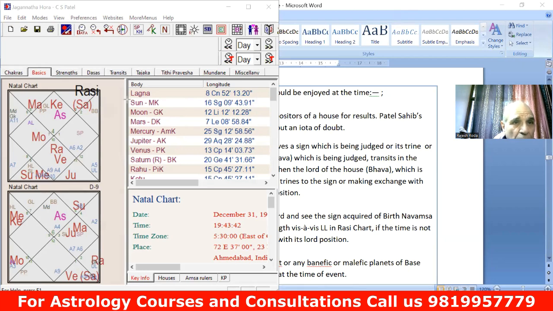So the Moon, which is representing Lagna, is in Libra. So the Rashi dispositor of the Moon would be Venus, and the Navamsha dispositor of the Moon would be Saturn, because it is in Capricorn in the Navamsha.